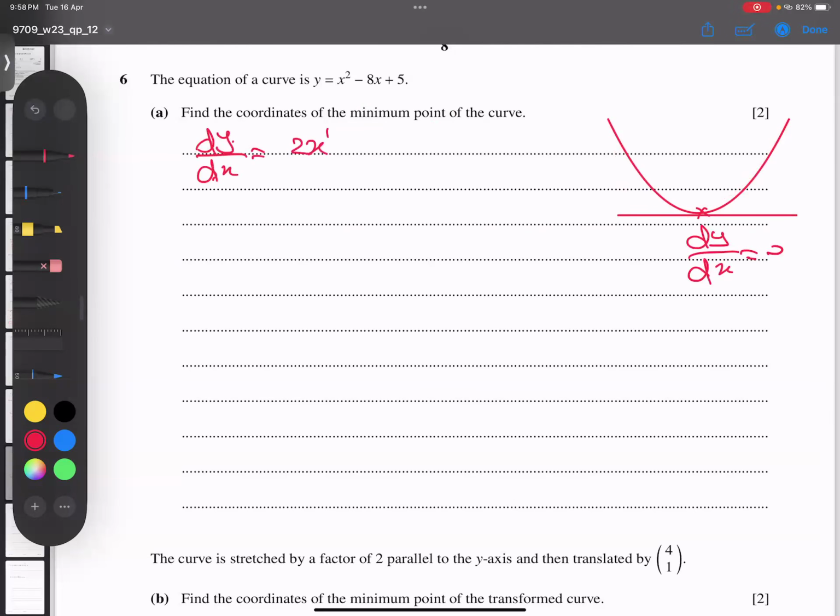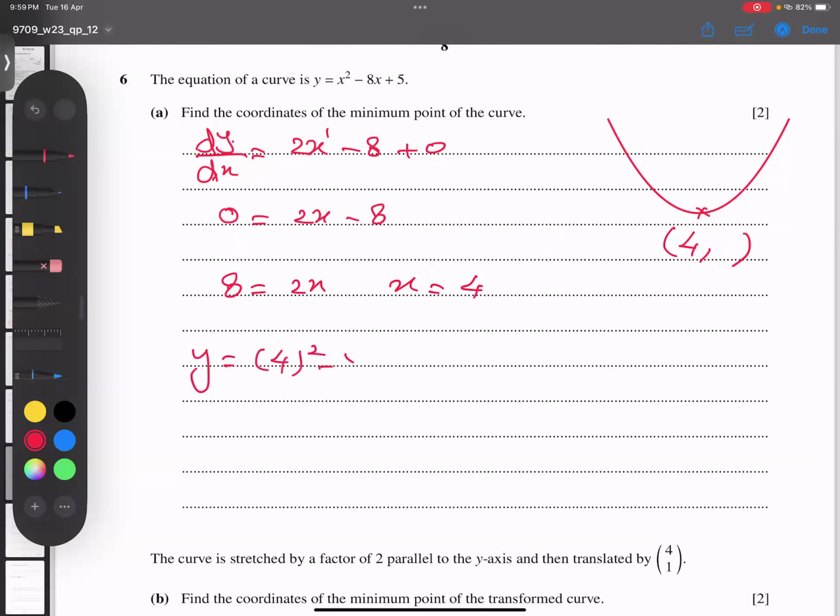So power comes down, power 1 less, 8 becomes 8 and 5 becomes 0. I will set the derivative to 0, and 8 goes there and x becomes 4. So the stationary x coordinate which I'm getting is 4. And this value of x I plug back into the equation. So when I plug it back in, 4 squared minus 8 into 4 plus 5. So I get what, students? 16 minus 32 plus 5. It is giving minus 11. So the y value is coming minus 11.